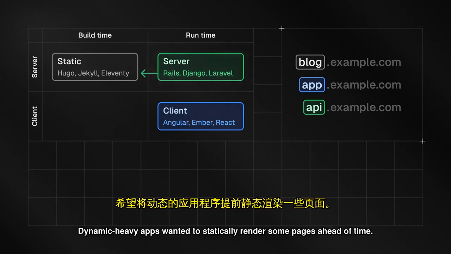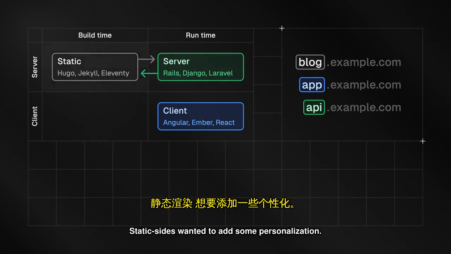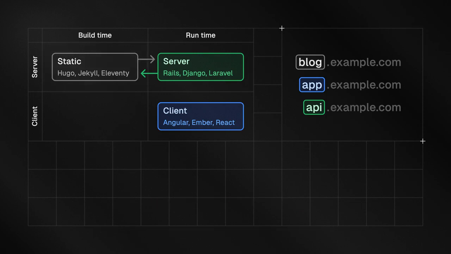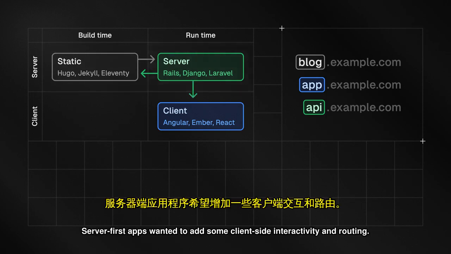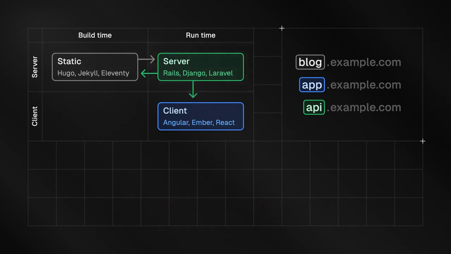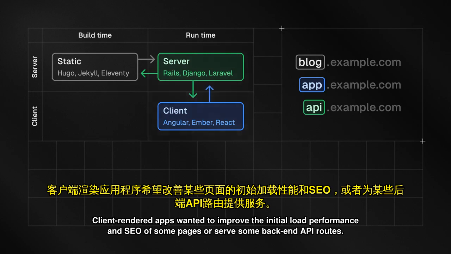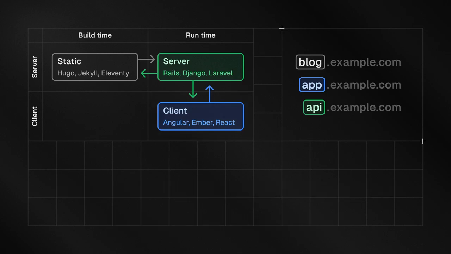Dynamic-heavy apps wanted to statically render some pages ahead of time. Static sites wanted to add some personalization. Server-first apps wanted to add some client-side interactivity and routing. Client-rendered apps wanted to improve the initial load performance and SEO of some pages or serve some back-end API routes.